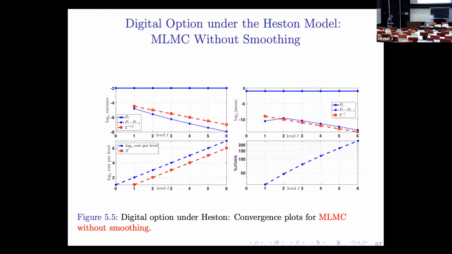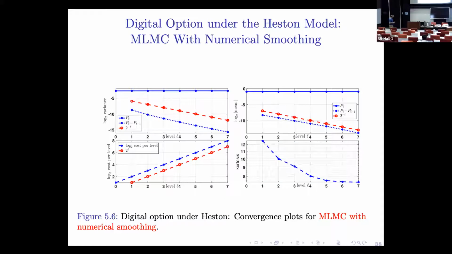Now let's see one illustration. Here I'm showing you a digital option under Heston. If you look at the variance decay, you get a rate of order 1/2. And you see that the kurtosis is exploding with the rate Δt_L^-1/2 if you don't do any smoothing. You can see that this improves a lot when you do the numerical smoothing. So now you get a rate of decay of order 1. Moreover, you get a control on the kurtosis, which even decreases, and it stays bounded for deeper levels.